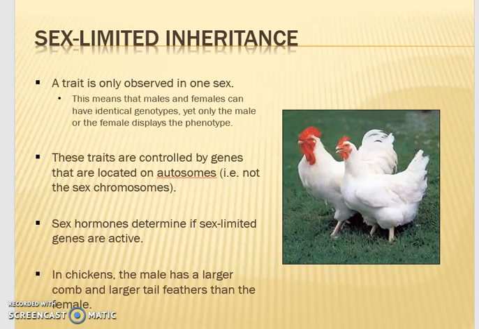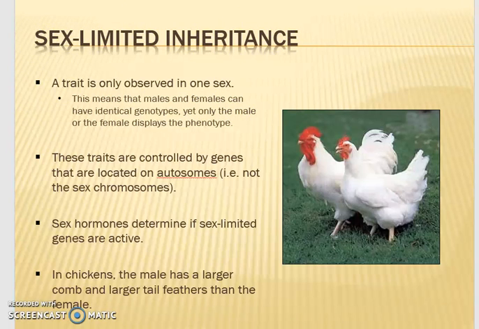So moving right along here. So sex limited is only observed in one sex. So it can only be females or it can only be males. So right here it says that males and females can have identical genotypes, yet the male or female displays the phenotype only. So that kind of explains what sex limited is.